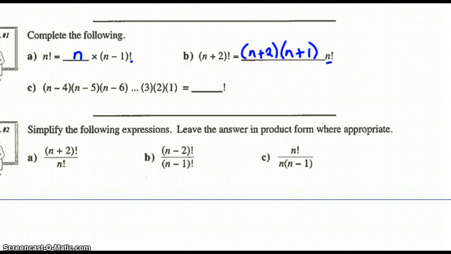N minus 4, less 1 is n minus 5, less 1 is n minus 6, and so on until we get to 3 times 2 times 1. That means that we should have started with n minus 4 factorial.